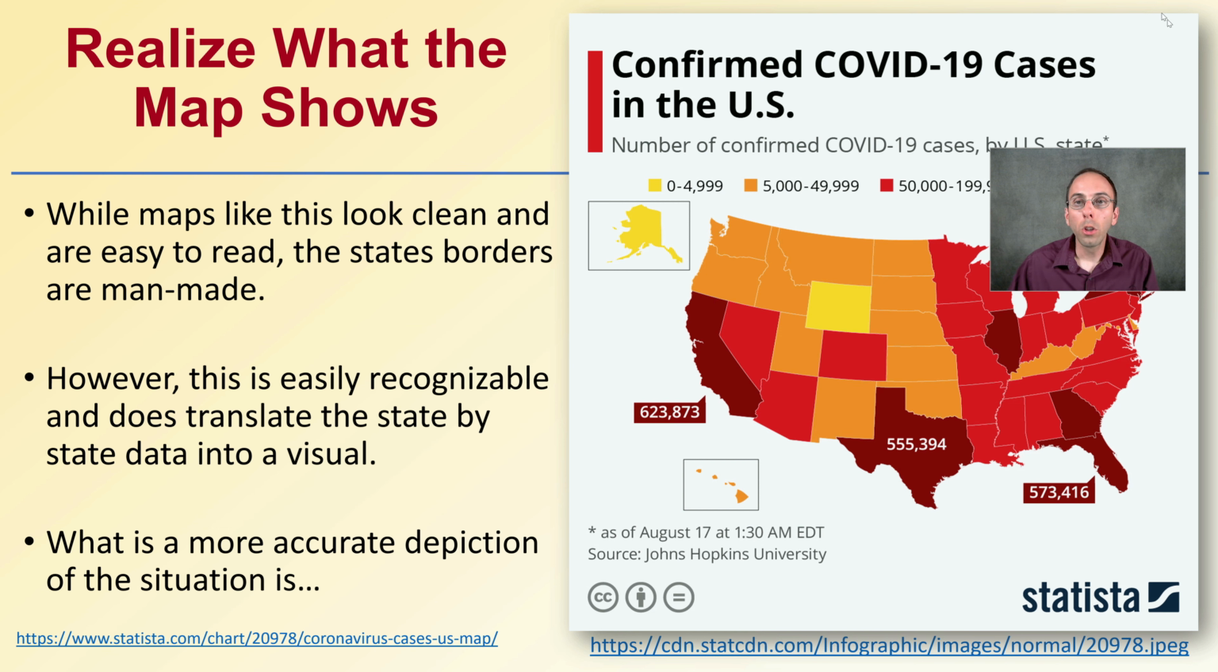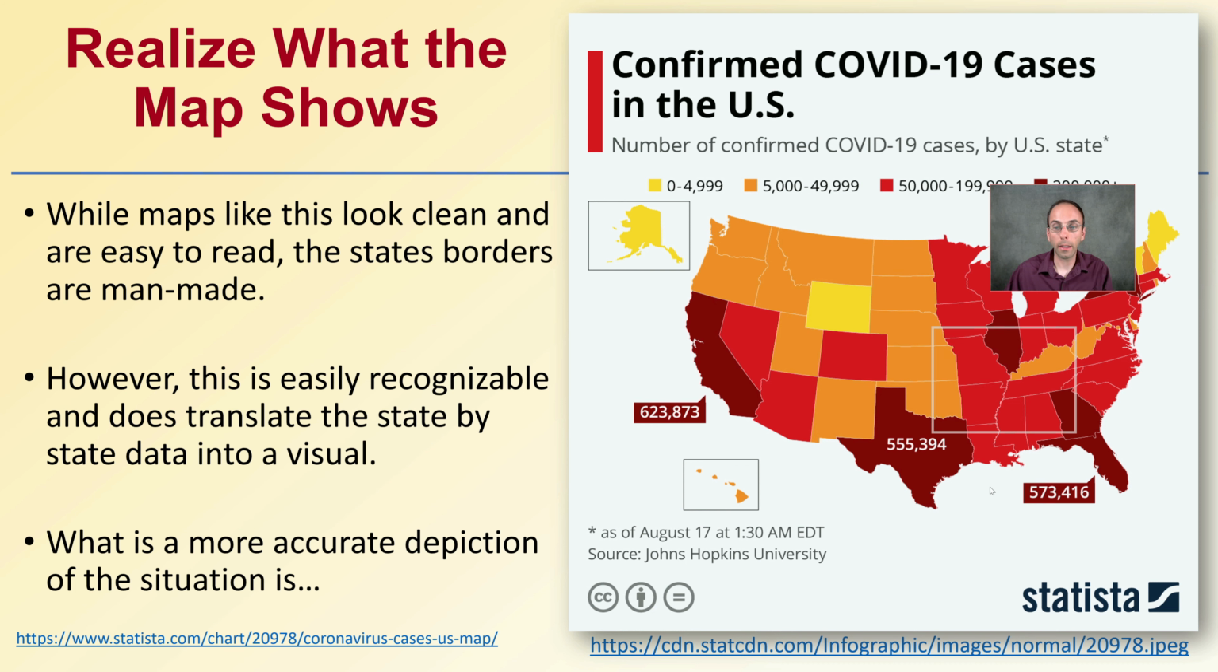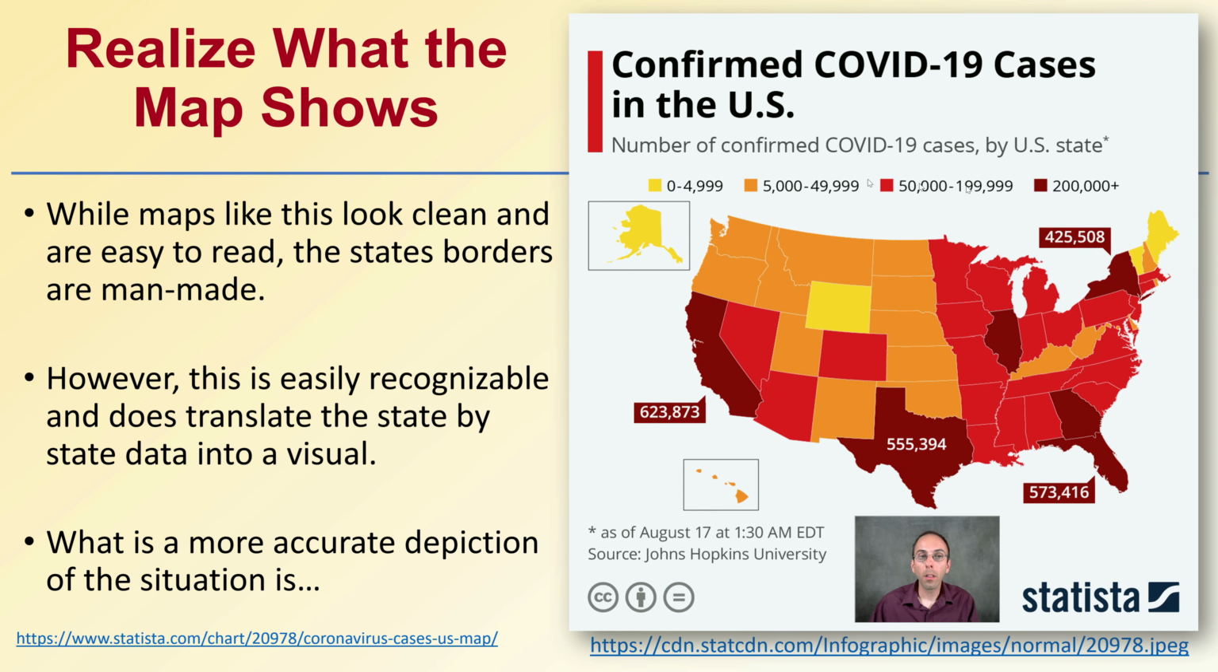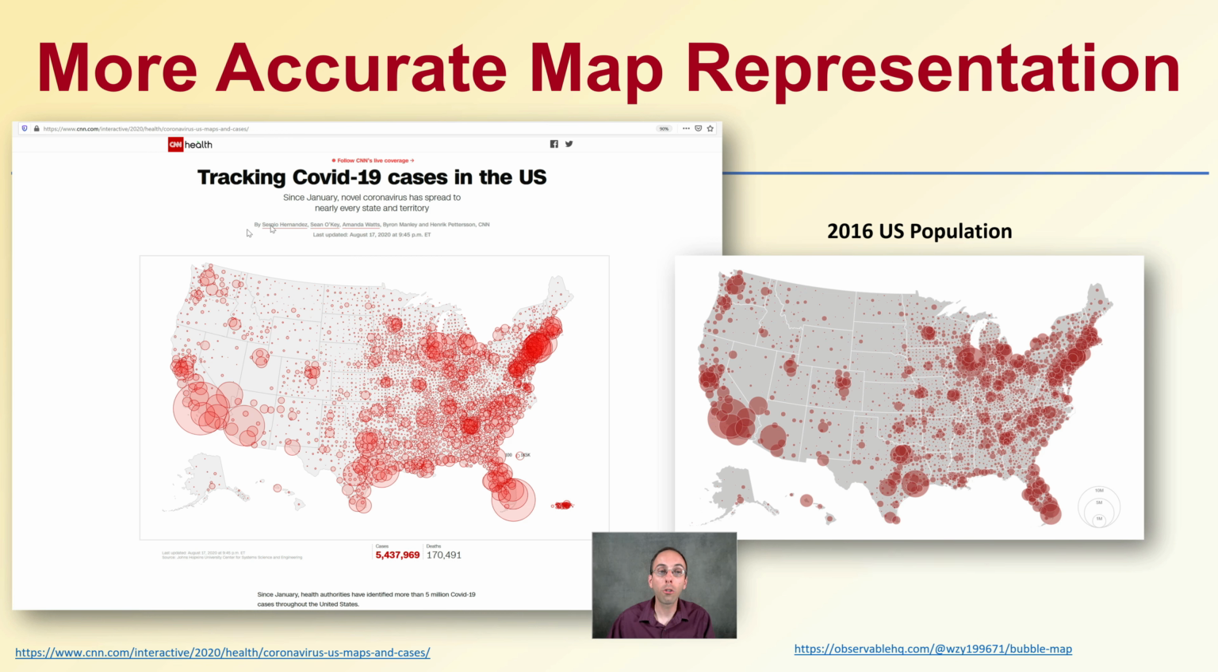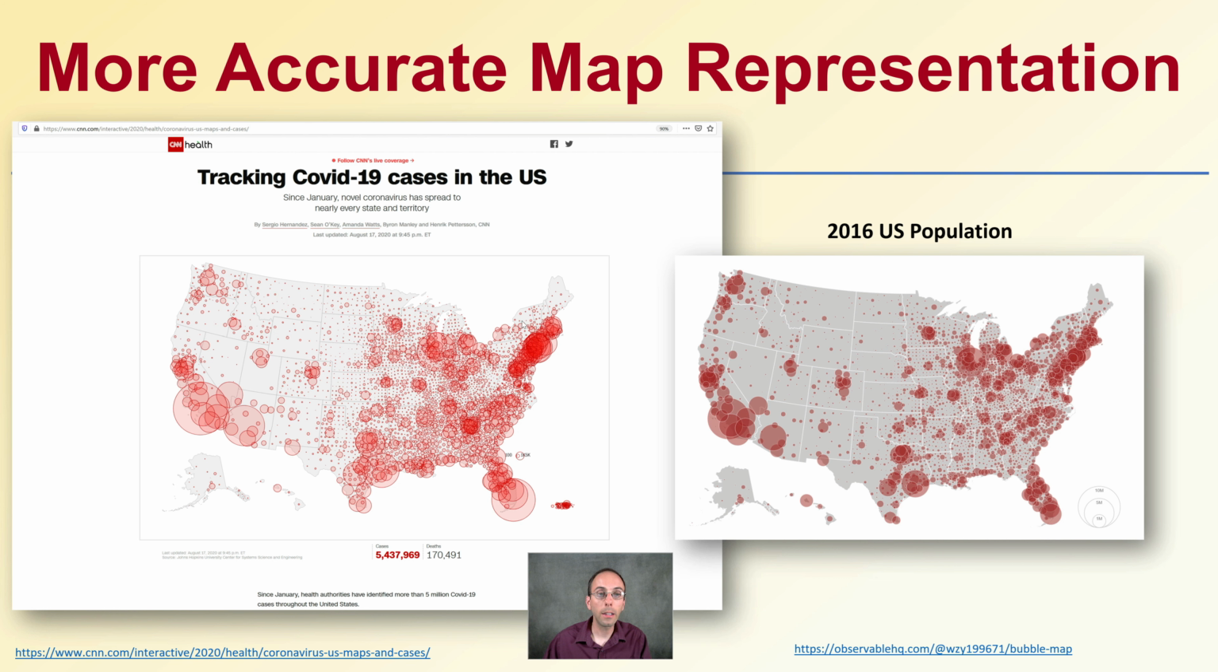Now, when we're looking at confirmed COVID-19 cases in the United States, we often see maps that look like this. And while maps like this look clean and are easy to read, the state's borders are man-made. However, this is easily recognizable and does translate the state-by-state data into a visual very easily. However, a more accurate description than this, where we're looking at actual borders and changes, would be something that looks more like this. And what this is above me is the tracking of COVID-19 cases in the United States.